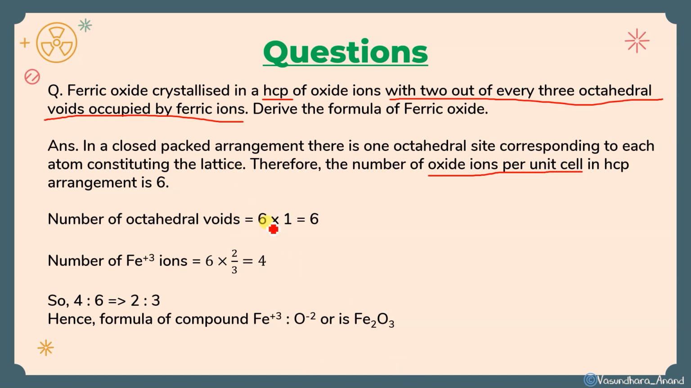Got it? So this is the point you have to learn: if I'm talking about the CCP, the octahedral void will be N, equal to the number of atoms. And here also the number of atoms will be equal to the coordination number. But here remember that this is HCP, so the octahedral void will be 6. Clear? Okay, and its contribution in one unit cell is complete 1. The whole unit cell it is 1 only.